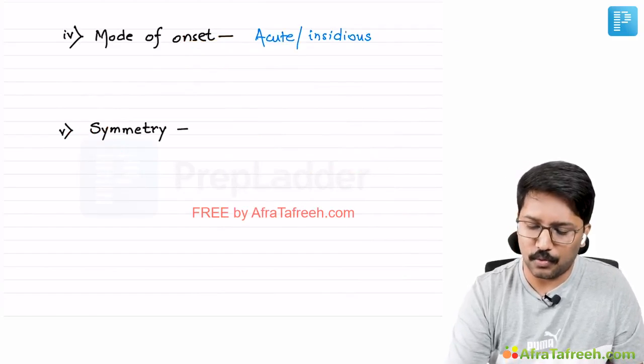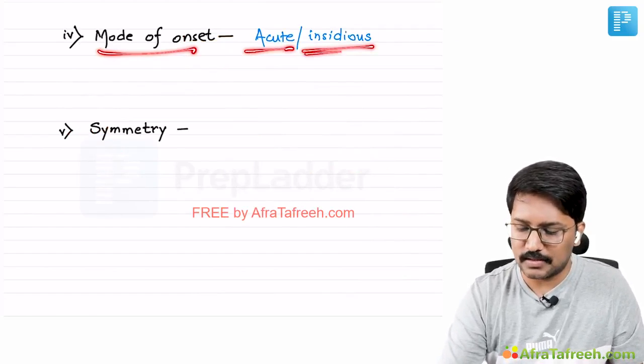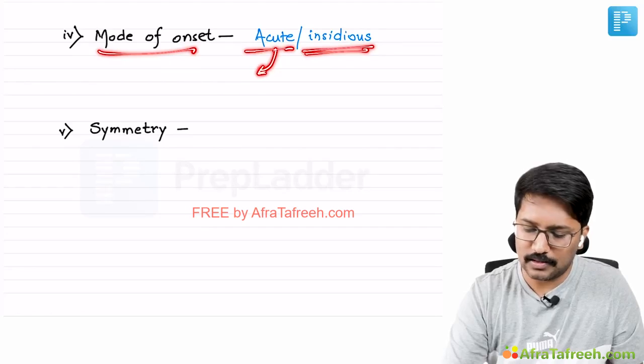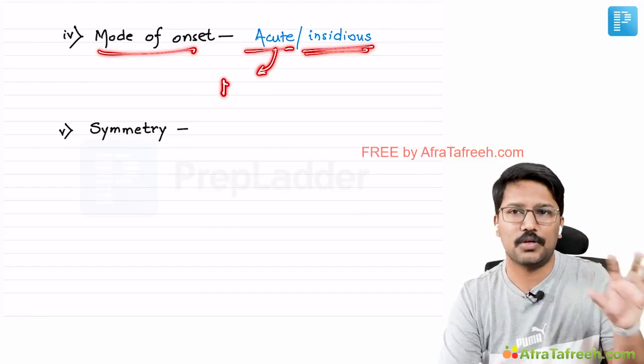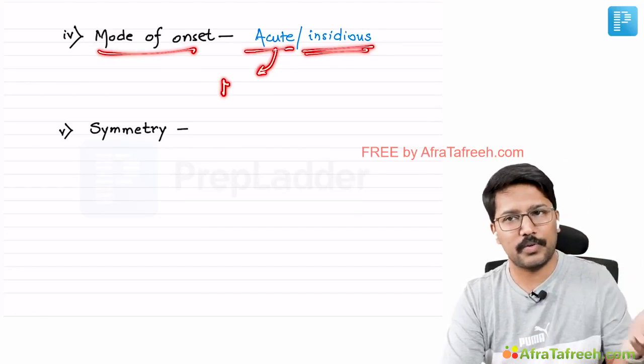Now let us also talk about the mode of onset, acute versus insidious. So when we talk about acute, I think we should remember, I'm talking about the mode of onset, not about the duration. So duration acute means less than 6 weeks, chronic means more than 6 weeks.